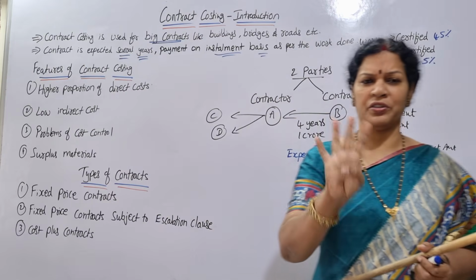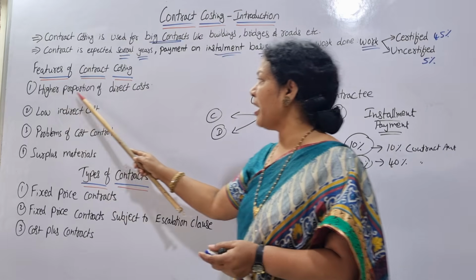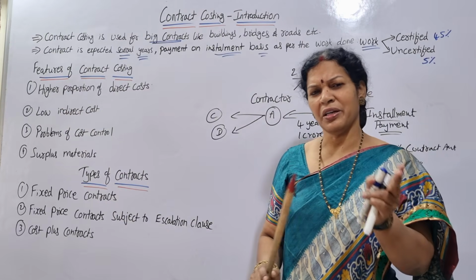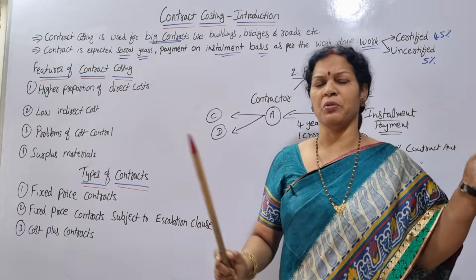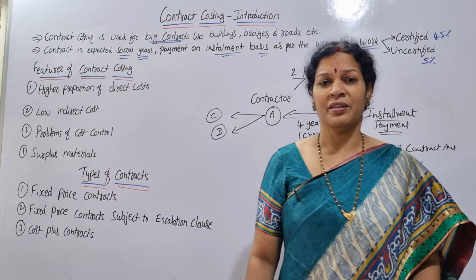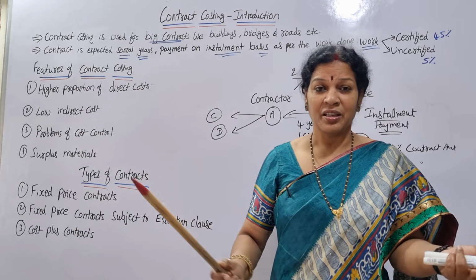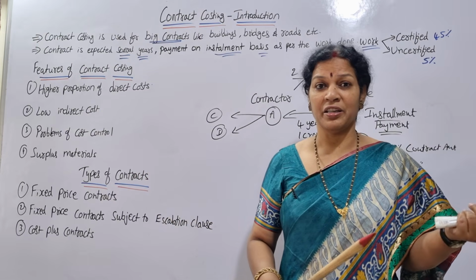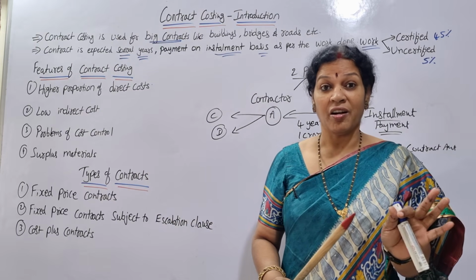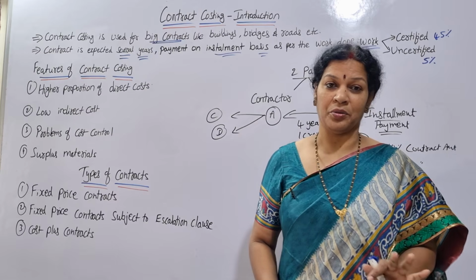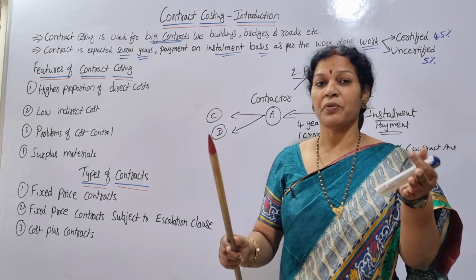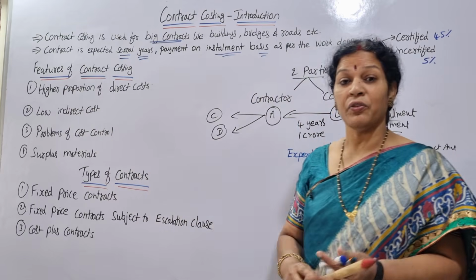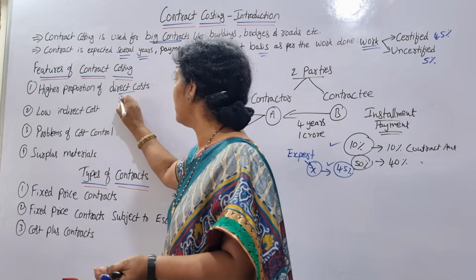What are the features? Simple, 4 features you have to remember. First thing is a higher proportion of direct cost. Here you will find maximum direct cost only. Why? Contract means a constructional work: dam, buildings, roads, etc. The work is on site only. From the site point of view, you will be finding all the expenses. That is why you will find a higher proportion of direct expenses.